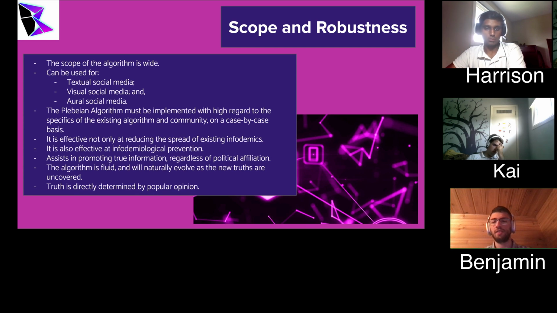It assists in the promotion of true information, regardless of political affiliation, which is very important. Both sides of the political aisle can get behind it. So it doesn't specifically take a single worldview or a single perspective as higher than another. The algorithm is very fluid, and it will naturally evolve as new truths are uncovered. So it's important to note that truth is constantly evolving. What the truth is determined by in our algorithm is the popular opinion of the truth by the general population using the app.